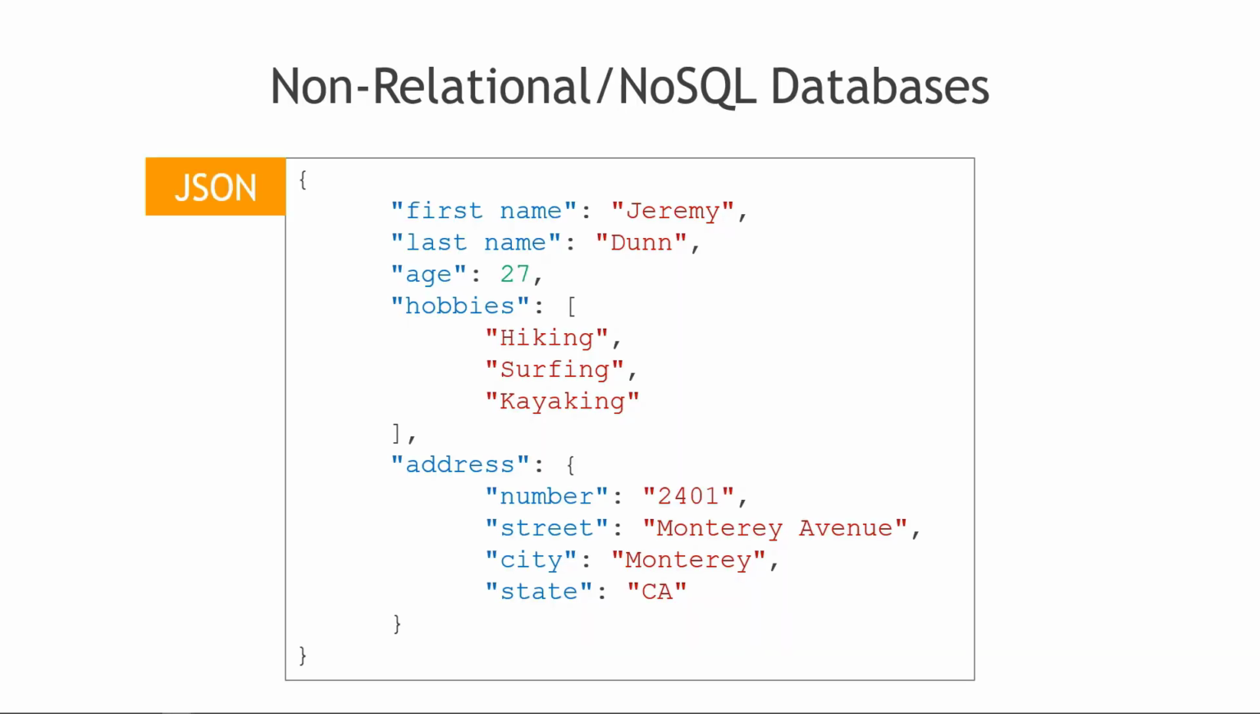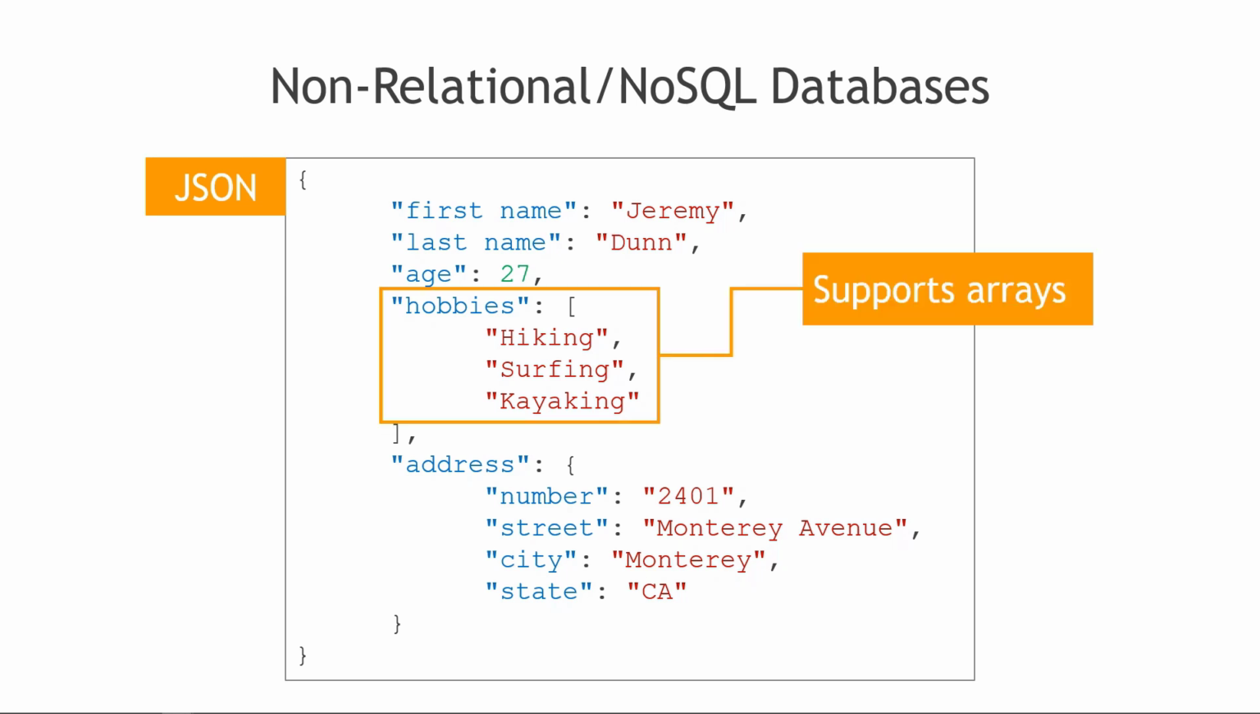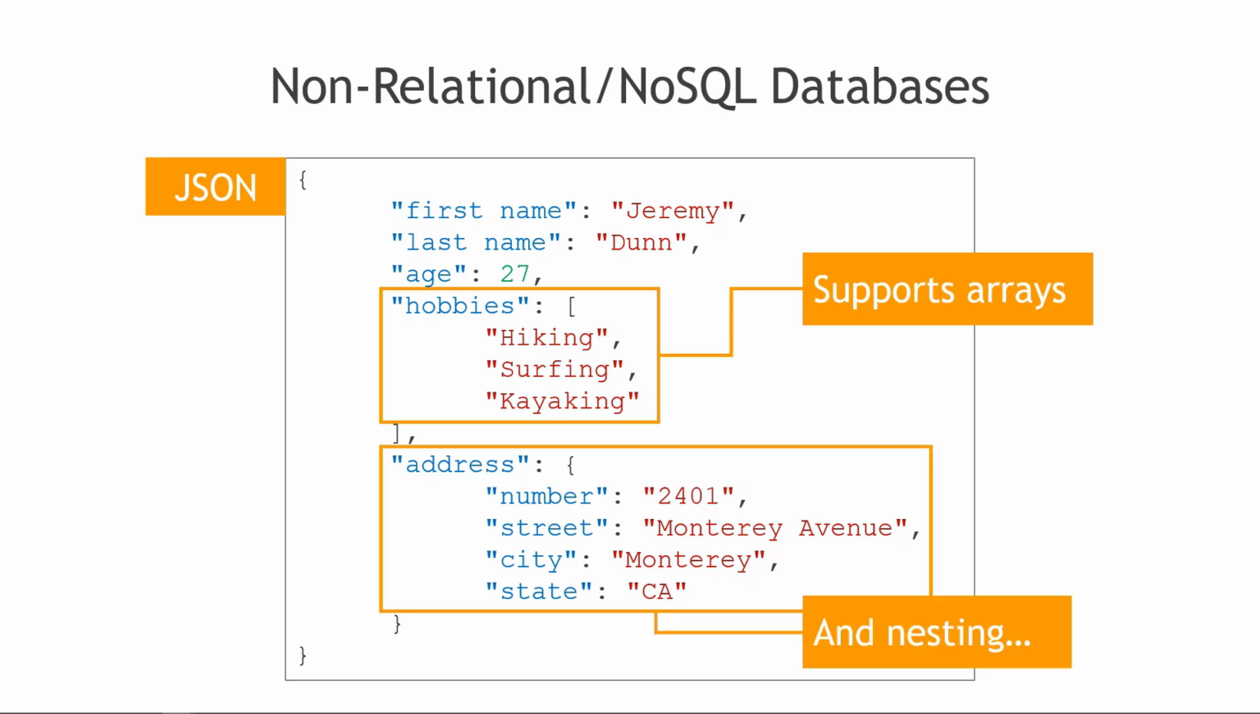Here, rather than storing your data in tables with rows and columns, it's commonly represented as JSON code, as you can see here in this example. Here we have information about a person, Jeremy Dunn. It supports arrays like the hobbies listed here, and you can also nest data like the address information. In general, this schema is much more flexible than a relational database schema. If I wanted to add a new field or key for, say, occupation or favorite food, I would just do that. It's much harder to make schema updates in a relational database, but not here.